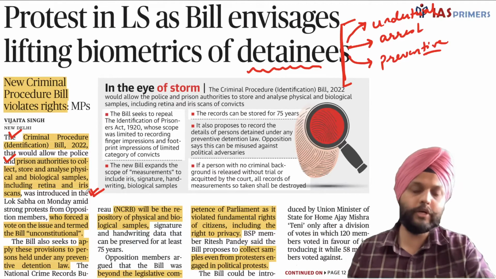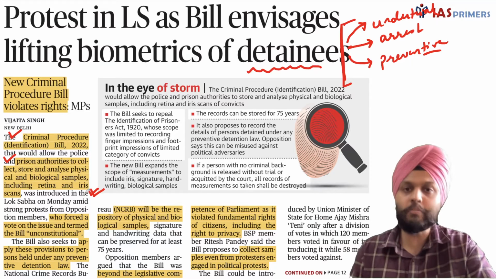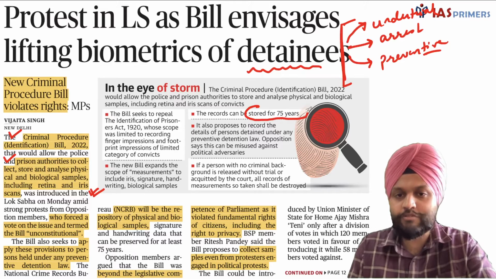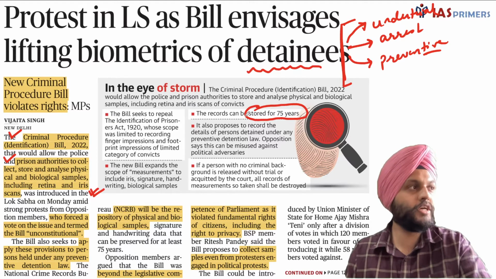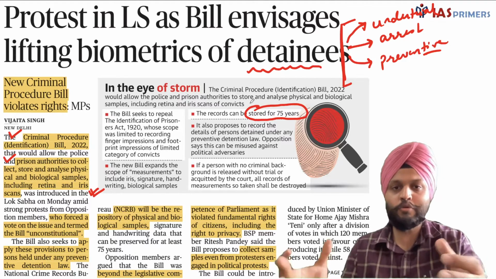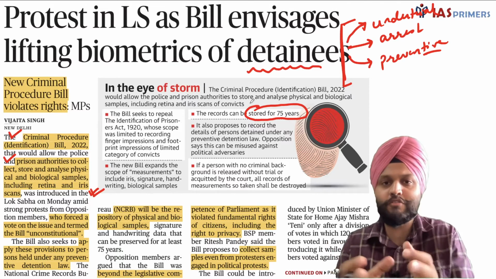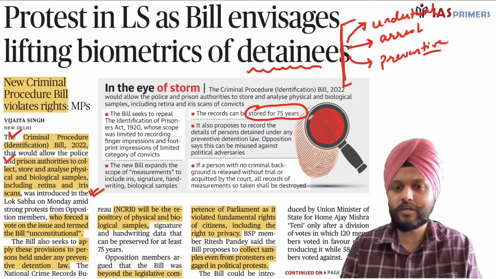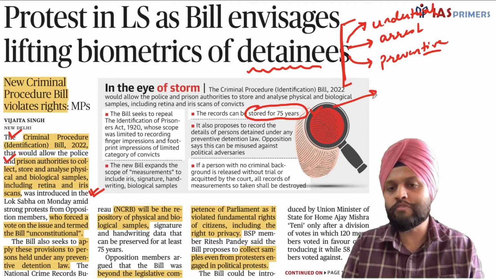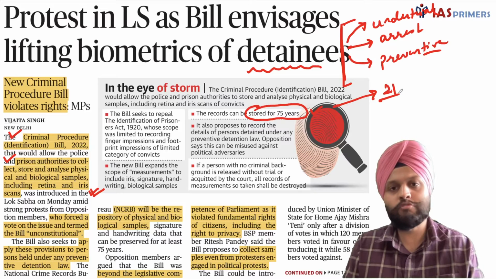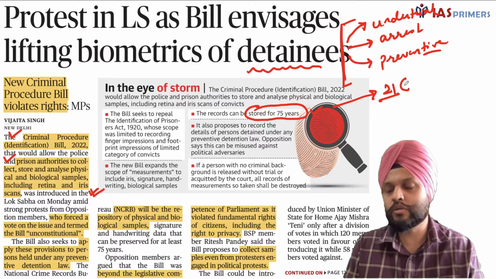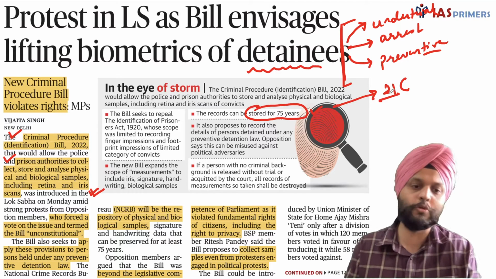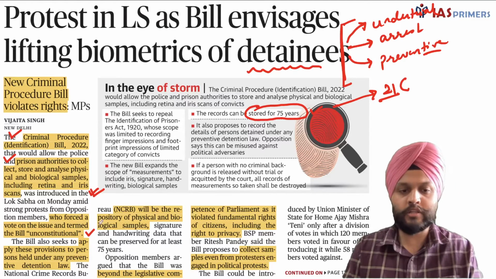So all biometrics basically can be collected by these authorities, and this record can be stored for up to 75 years. One thing is for investigation, but recording it for 75 years does not make much sense. And furthermore, it is violating the Article 21 Puttaswamy judgment, which says that the right to privacy is inherent in Article 21 of the Constitution. So it is unconstitutional.